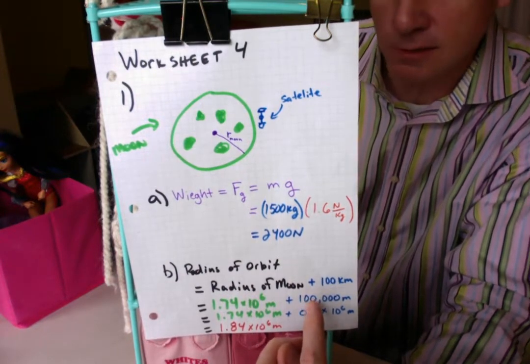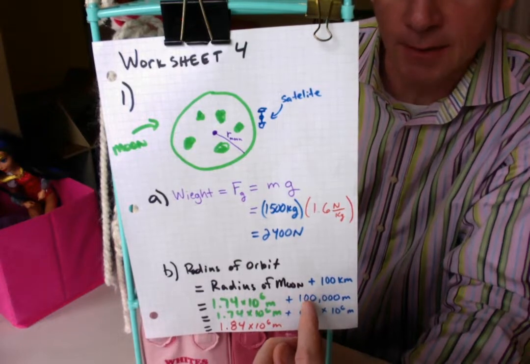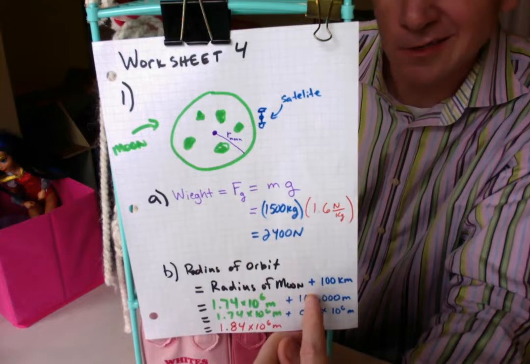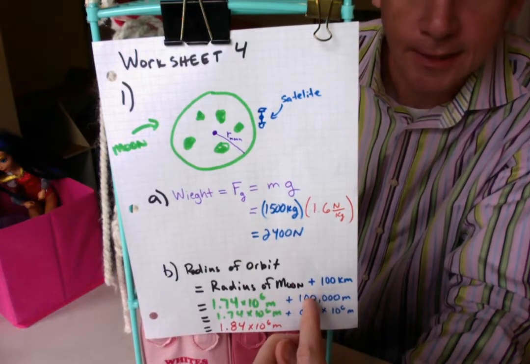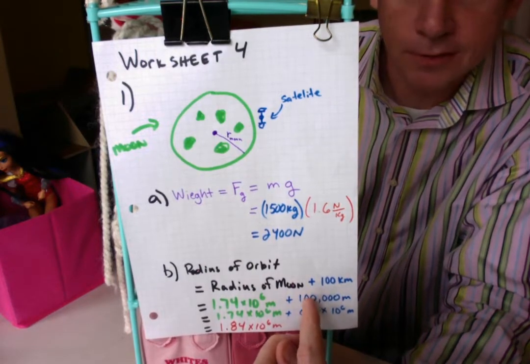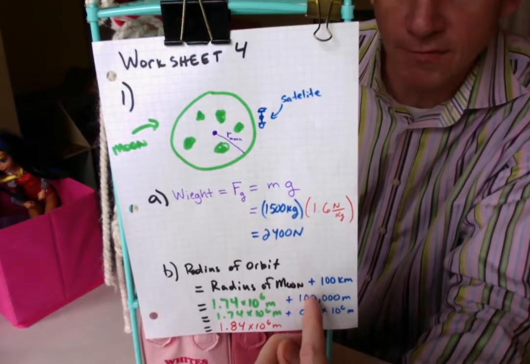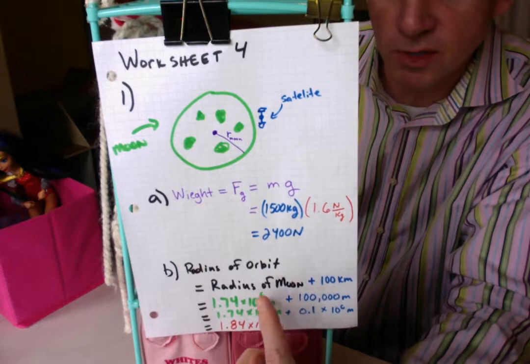So this is similar to some satellites that we launch, which are about this high up. Pretty significant distance. 100 kilometers, I don't know, from here to Kankakee, maybe Champaign, Illinois. So a significant distance above the surface. So we have to add those two numbers.